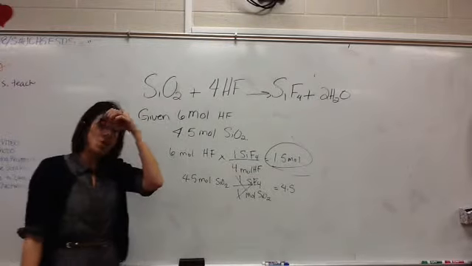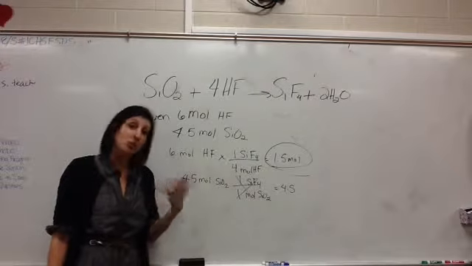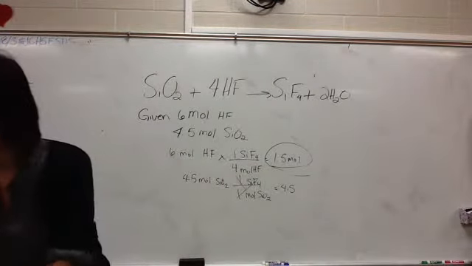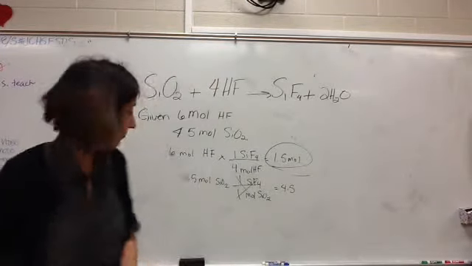1.5 is going to be the smaller of the two values, so therefore HF is going to be the limiting reagent. So let's try another problem, and then I'll have you work on your own. You can try an example in the book.